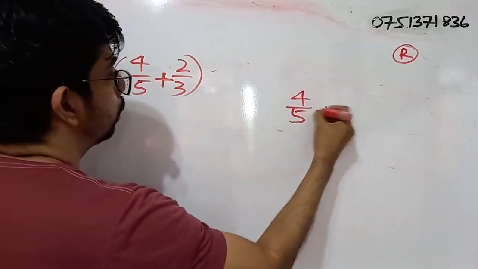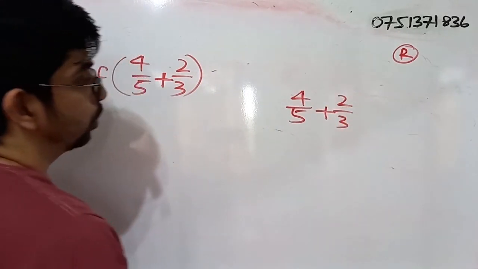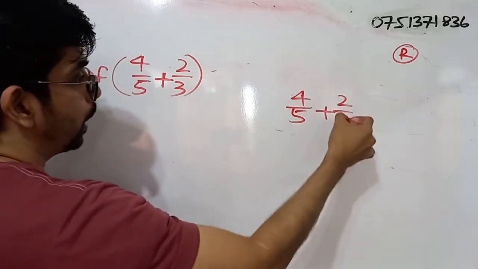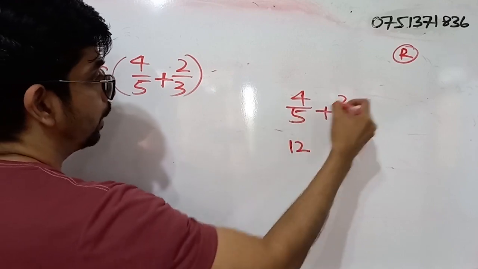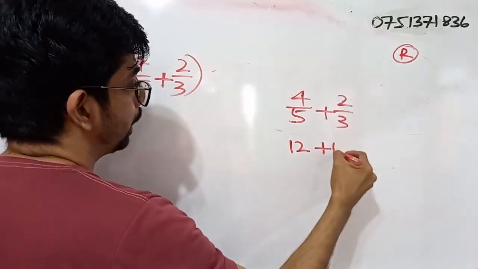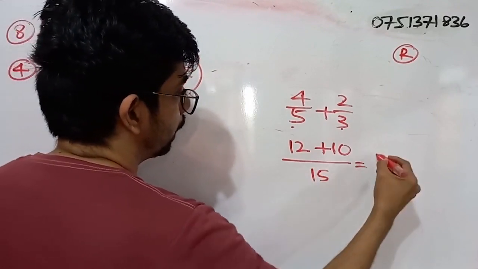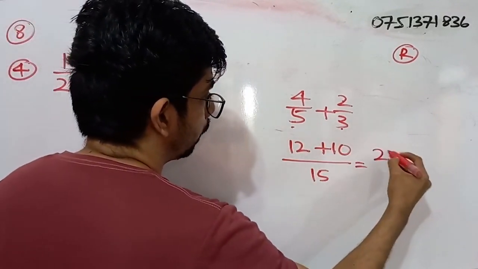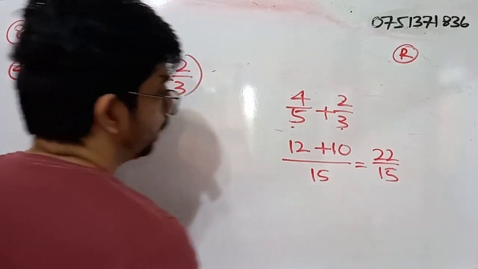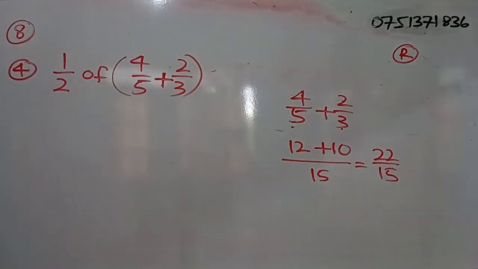5 plus 4, we have to add 2 by 3, no? So 4 times 3, that is 12. 5 times 2, that is 10, right? Then 5 times 3, that is 15. So it will be the denominator. So here the output will be what? 22. 22 by 15, right?